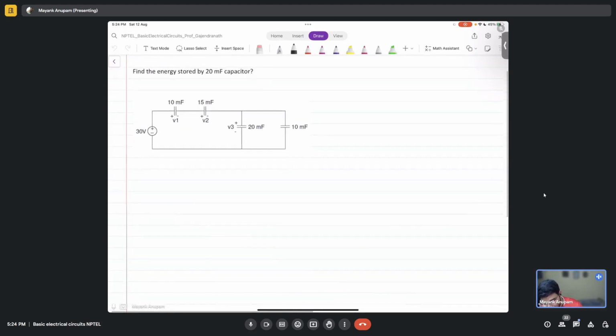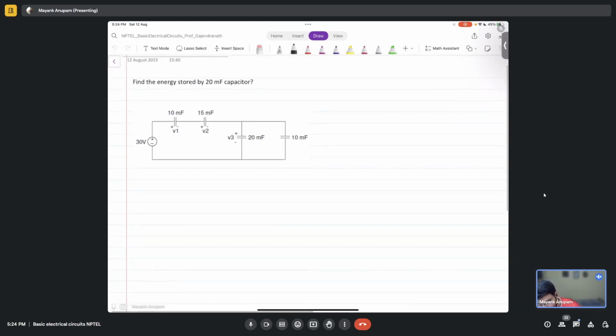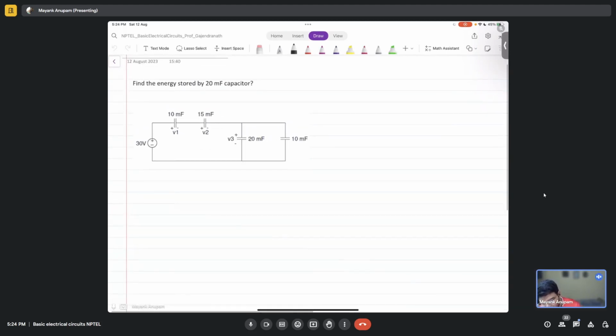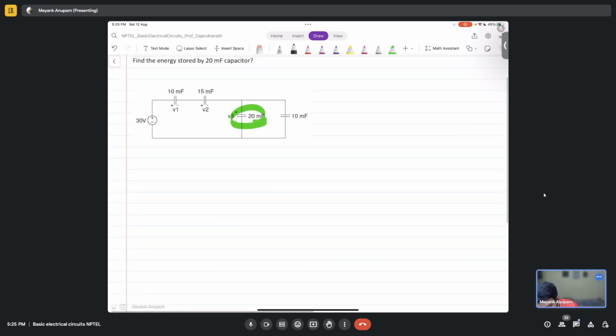Again, this is a very easy question. Find the energy stored by the 220 millifarad capacitor. So where is that capacitor? This is here. What is the energy stored by this capacitor? How will you do it? We'll apply the formula half C V square. Yes. So what is the voltage? V3 here. What is the value of that voltage?